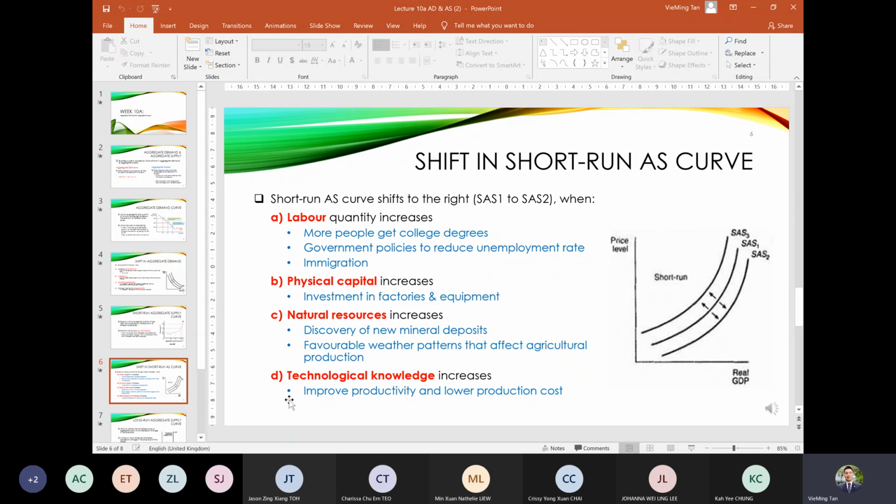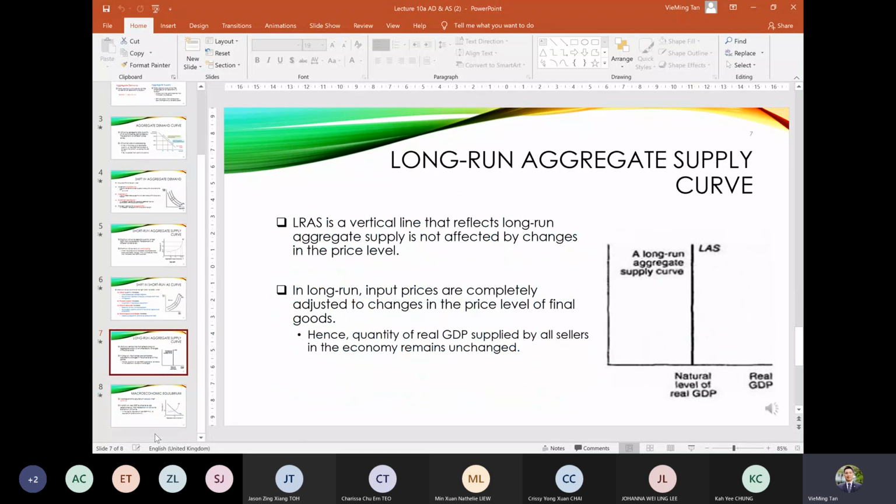Okay. Another will be technology advancement. Because with technology advancement, this can also reduce the production cost, which will shift the AS curve to the right-hand side. All right. But however, in the long run, we may find that the aggregate supply curve is in vertical form. It's a vertical line.